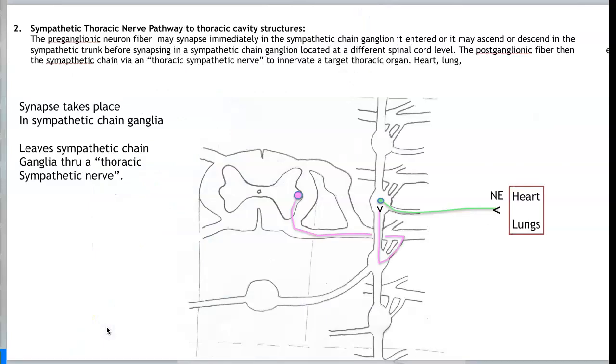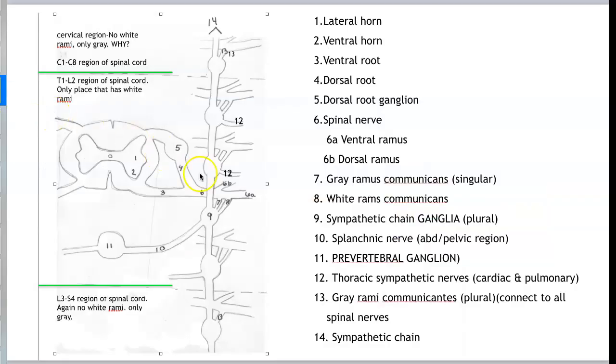Now, the second pathway we can take, if we are going to go through to our thoracic cavity. So far we've only gone to the skin. We have not gone into a ventral body cavity. If we are going to go to the thoracic cavity, and basically we're talking about going to the heart and lungs, we are going to be using, I forgot that structure. What was that? Is this number 12? Yes, we're going to be using number 12, the thoracic sympathetic nerve, right here.